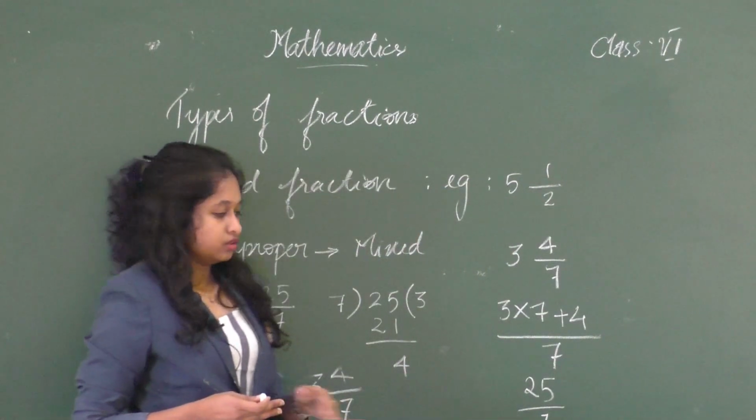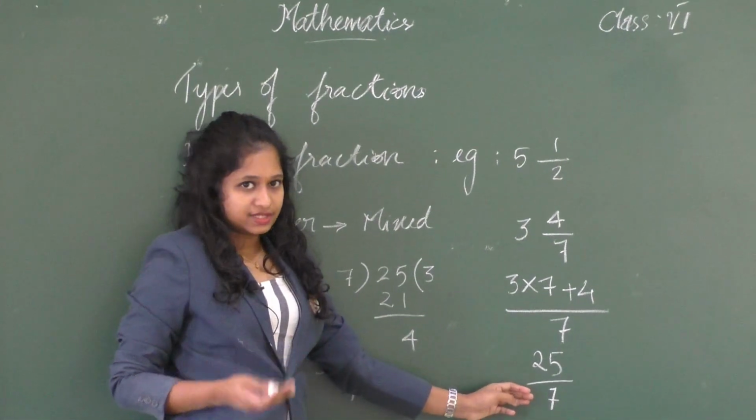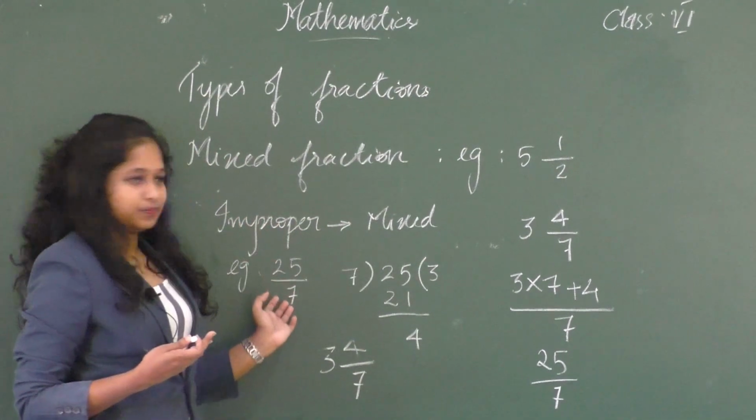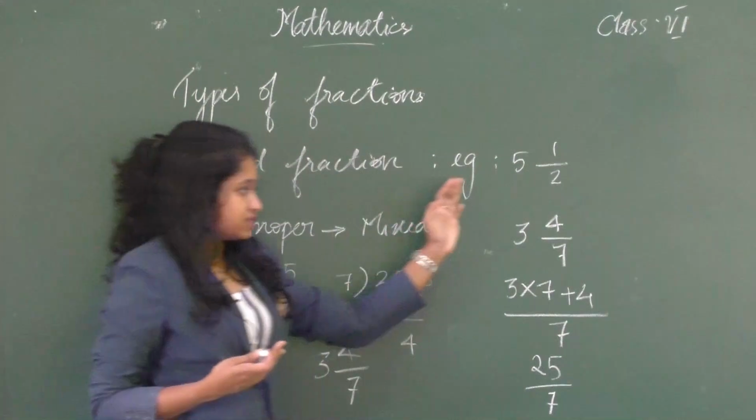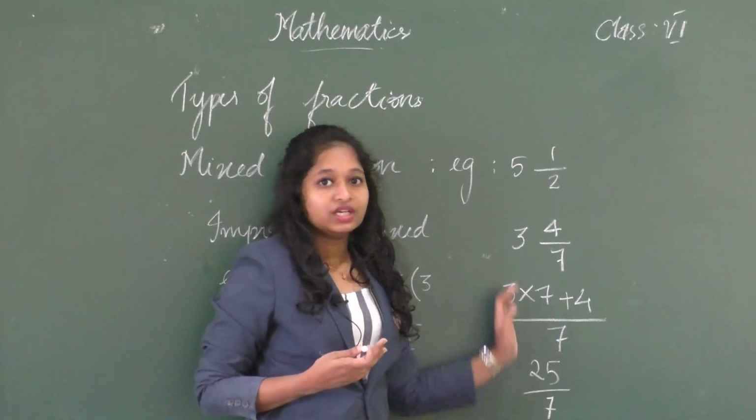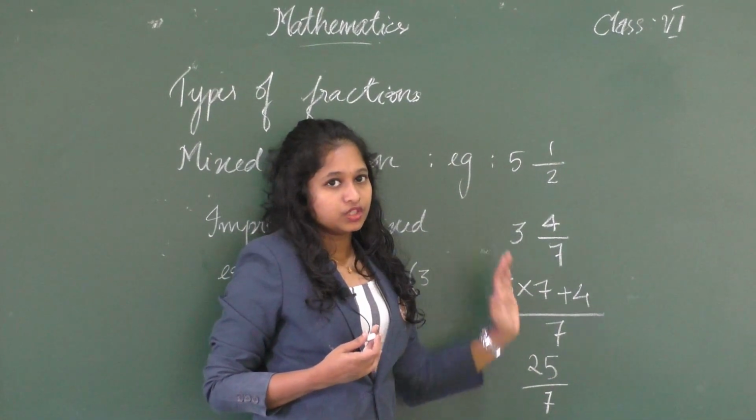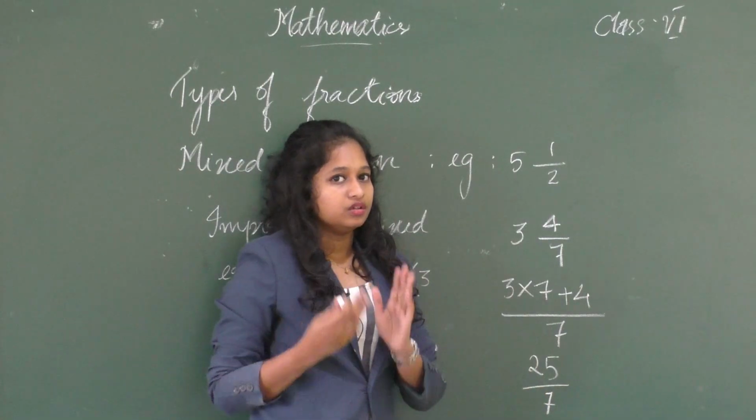Now 7 into 3 is 21 and 21 plus 4 is 25. So we got 25 by 7 back, isn't it? So this is how to convert a mixed fraction into an improper fraction.